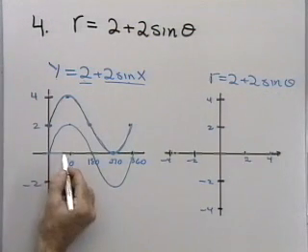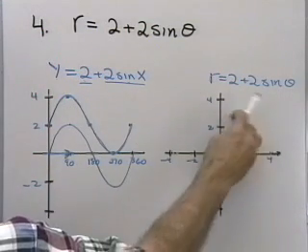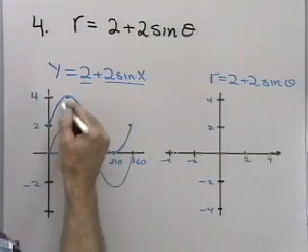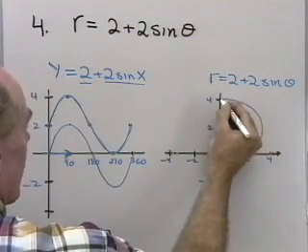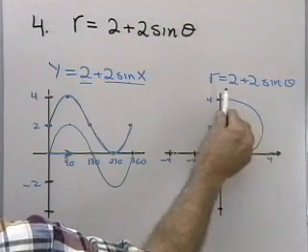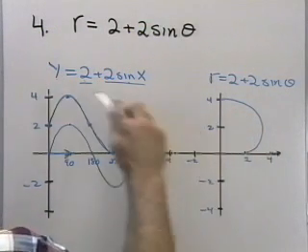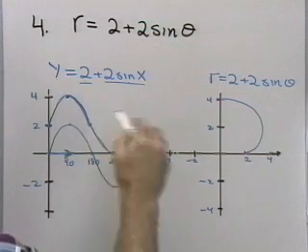As theta goes from 0 to 90 degrees, that's from here to here, r starts at 2 and goes to 4. So r starts at 2 and then goes up to 4 as theta swings out here from 0 to 90. Now from 90 to 180, r is going to go from 4 back down to 2.